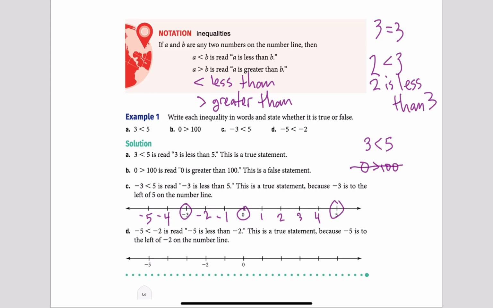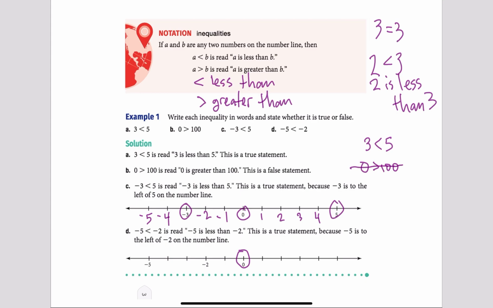Let's look at the next one. -5 is less than -2. Is -5 less than -2? Okay, this is a little trickier, right? They're both on the left of 0. They're both negative numbers. Which one is more negative, really, is the question.